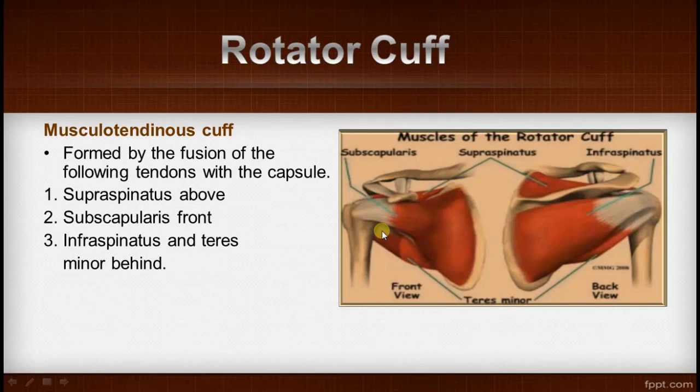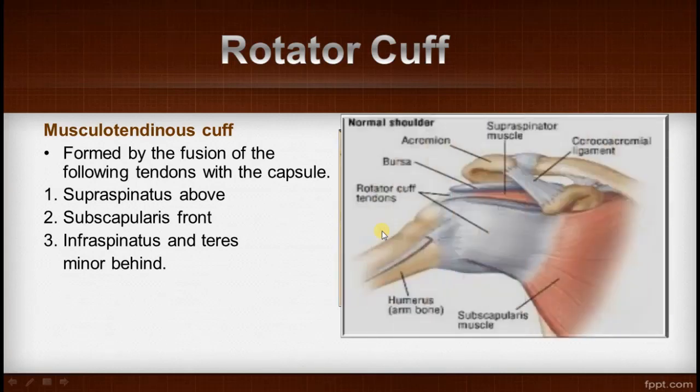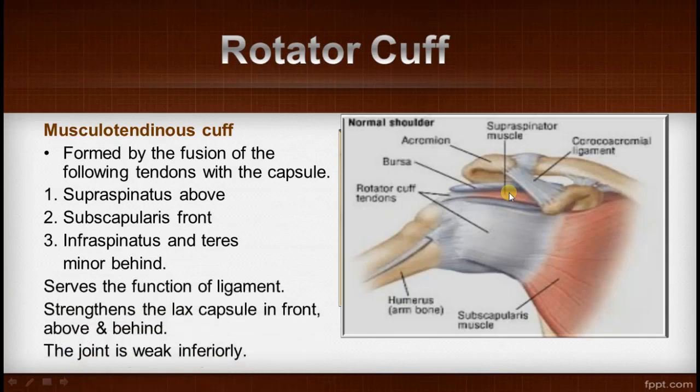Now you might wonder why there is no support. I will answer this question after a few slides. So that is the rotator cuff muscles for you, and in a closer view you are able to see the subscapularis and supraspinatus tendon coming from above, and here you are able to see one bursa which is below the arch and above the supraspinatus tendon. So the rotator cuff serves the function of a ligament and strengthens the capsule on all aspects except the inferior aspect.